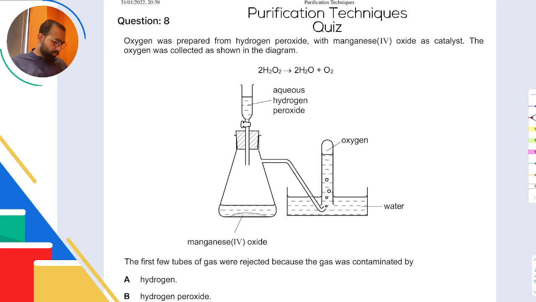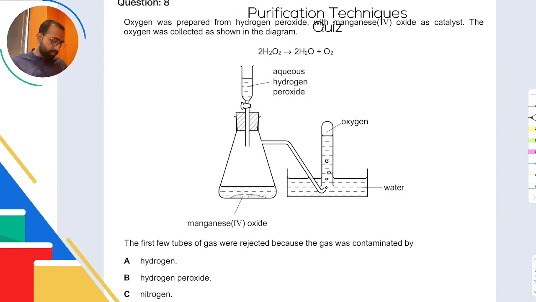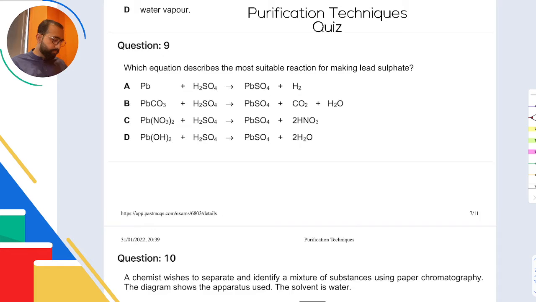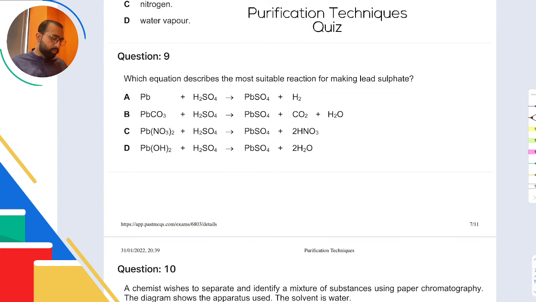All right, this question is, I think, repeating, so I'll just skip this one. Which equation describes the most suitable reaction for making lead sulfate? Again, this is a question of preparation of salts, not really purification techniques. So I'm just going to skip this for now.